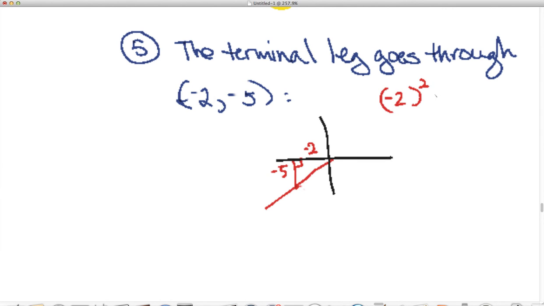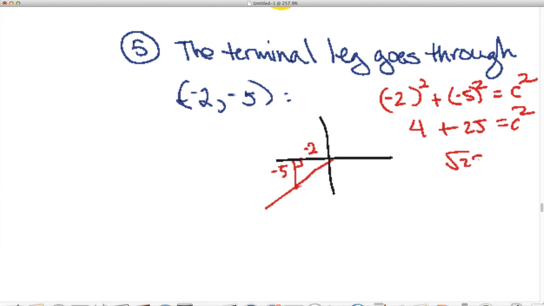The missing leg, or missing hypotenuse, would be 4 plus 25 equals c squared, so root 29 is c. Again, we can only use the positive one, so just SOHCAHTOA from there. You got to rationalize in this case.